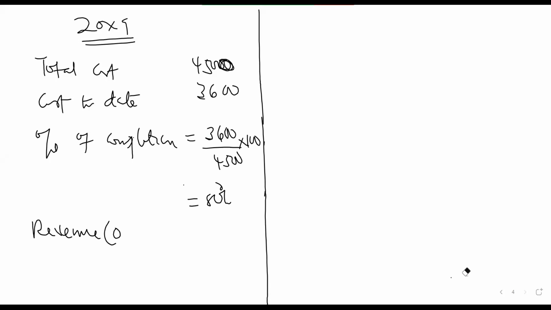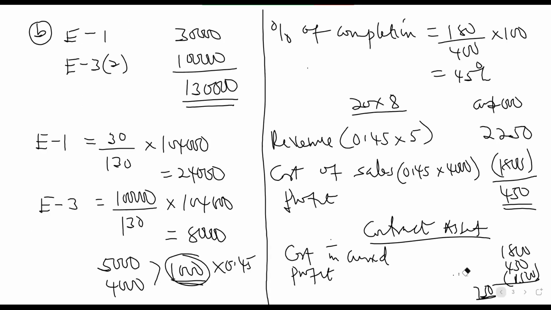The revenue will be 0.8 times what? 5,000. How much are you getting? 4,000. You are getting 4,000, isn't it? Okay. That figure should be the revenue that you should recognize up to date, from the starting of the contract up to today. The revenue that you should recognize should be 4,000. But in 2x8, what was the revenue recognized?